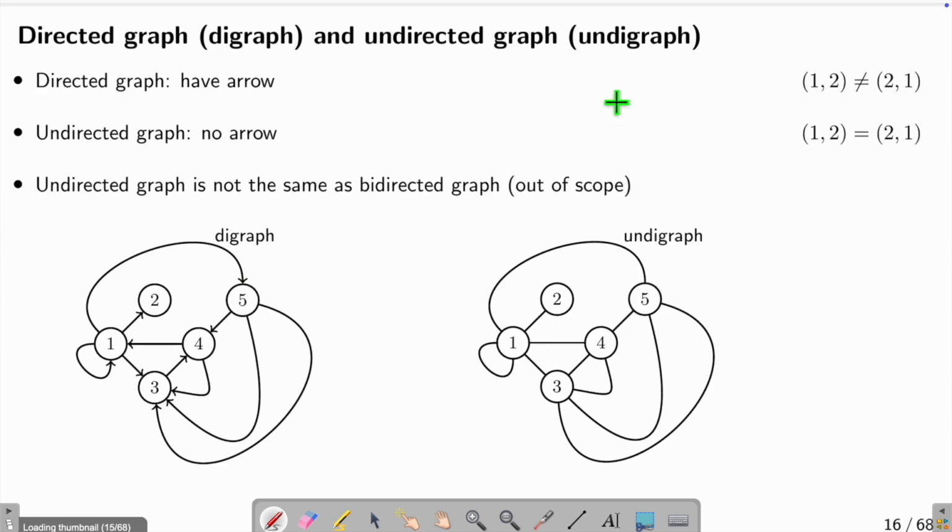Okay? And then directed graph and undirected graph. What the heck is this? A directed graph means we have arrows. An undirected graph means we don't have arrows. This is a directed graph, and mathematicians are super lazy. They don't want to spell anything. They just call it digraph. And then an undirected graph, they call it undigraph. So we call this a digraph, and we call this an undigraph.